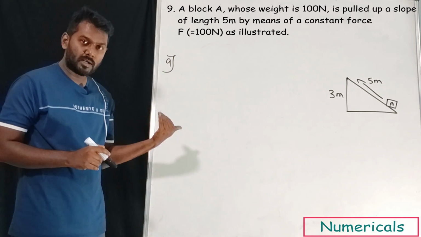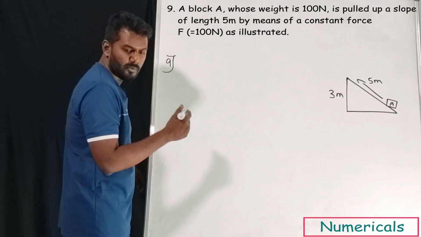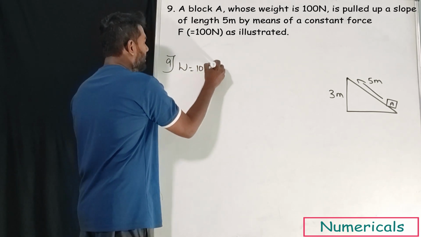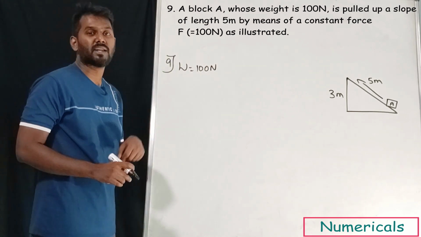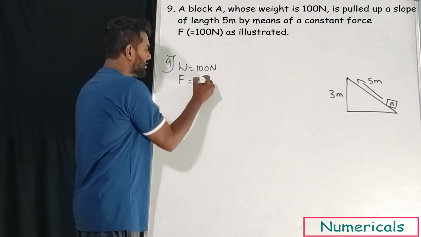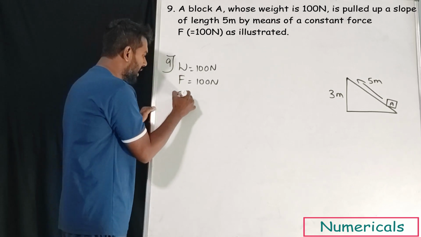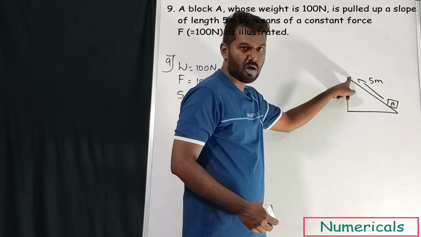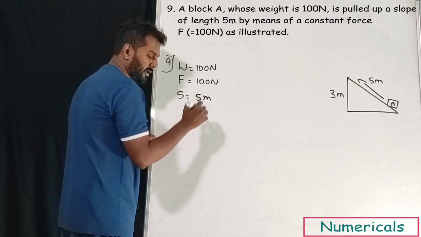First we will find work done and also potential energy. Now first we will write the given data. What is the weight? Here he has given weight as 100 Newton. Okay, if Newton is the unit, then what quantity are we talking about? We are talking about force. So we can take F as 100 Newton. Then the length is nothing but the displacement. See, the object is here and it has moved 5 meter. So that is nothing but the displacement. Displacement is equal to 5 meter.